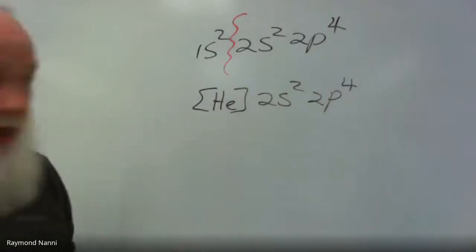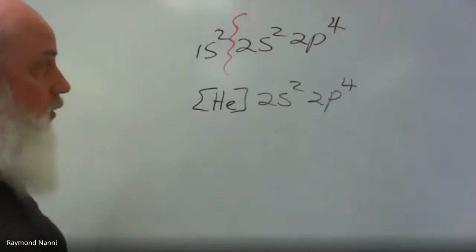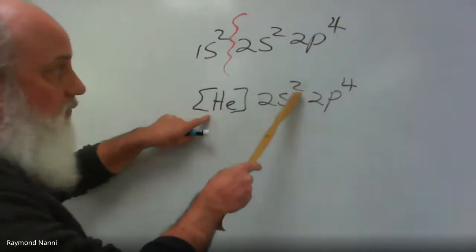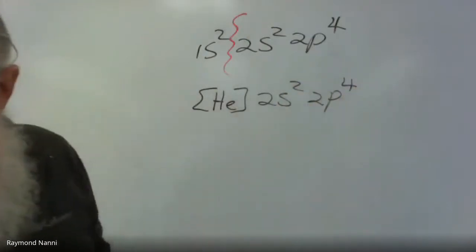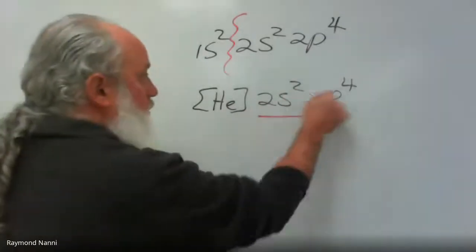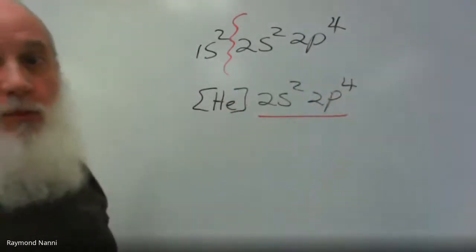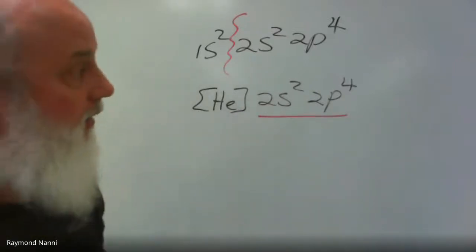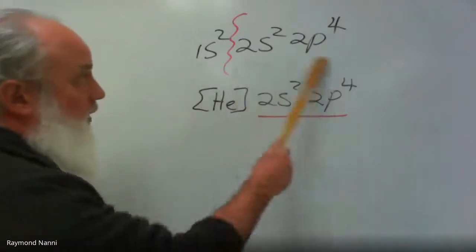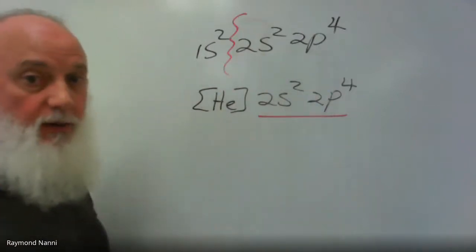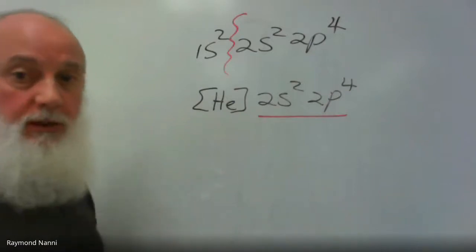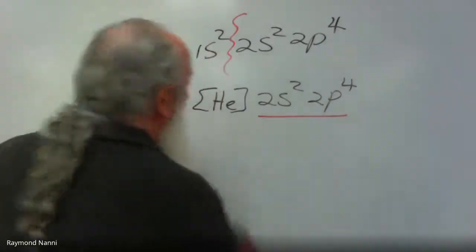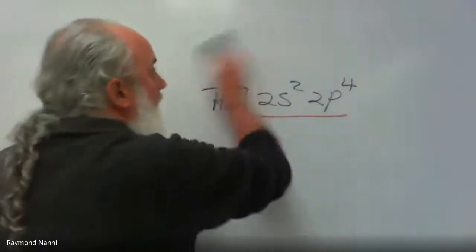We should always check two things in every electron configuration. Total number of electrons. Well, this helium has 2 electrons, plus 2 more is 4, plus 4 more is 8. We should also check the number of valence electrons: 2 plus 4 is 6. Oxygen is in Roman numeral group 6, so we expect it to have 6 valence electrons, which this does. Now, we see here that the noble gas notation is not really any shorter than the regular electron configuration. But once again, oxygen's in period 2, so we don't really expect it to be a whole lot shorter. So there is the noble gas notation for a neutral oxygen atom.